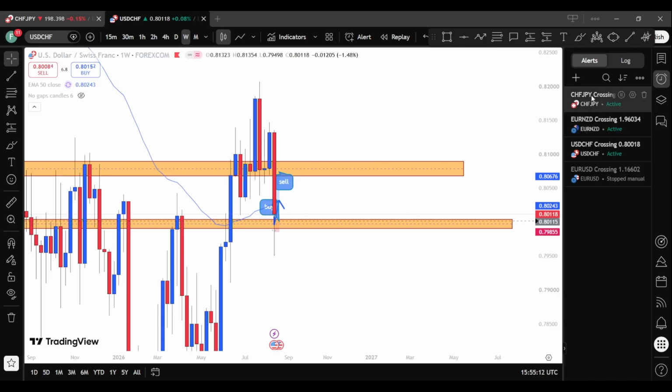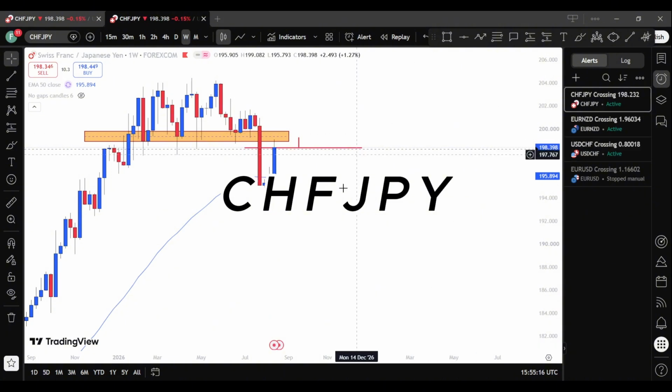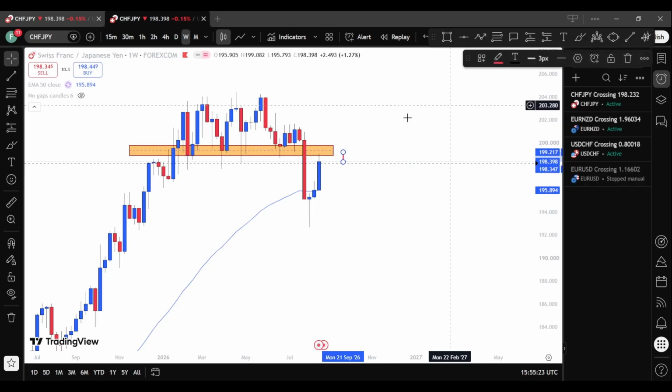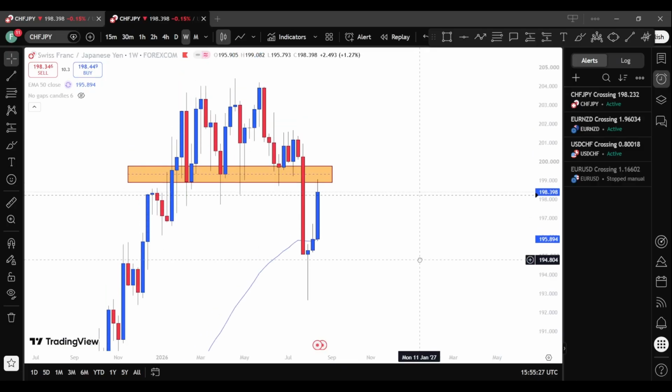Next pair, let's go to CHFJPY. So here, this trade is valid, really, really valid, right? And I love it. This pair could literally move on Monday. This could be a fast pair to the downside. So I could take this on Monday night, or on Monday morning, and go from there to the downside.